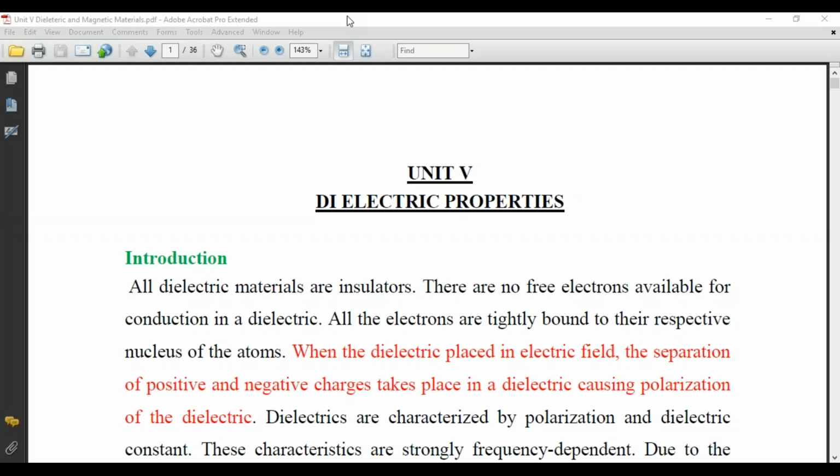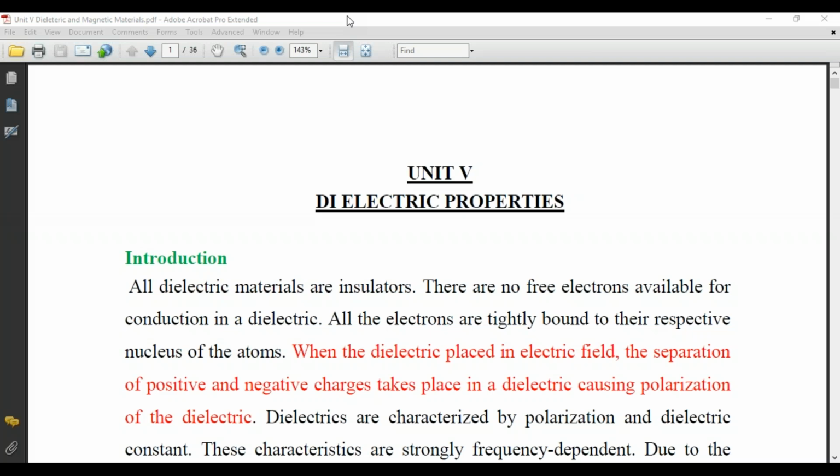All dielectric materials are insulators, but not all insulators are dielectric materials. Remember that. All dielectrics are insulators because there are no free electrons available for conduction in a dielectric. That means all electrons are tightly bound to the nucleus, all the electrons fill those orbitals. Those are called insulating materials and also dielectric materials.